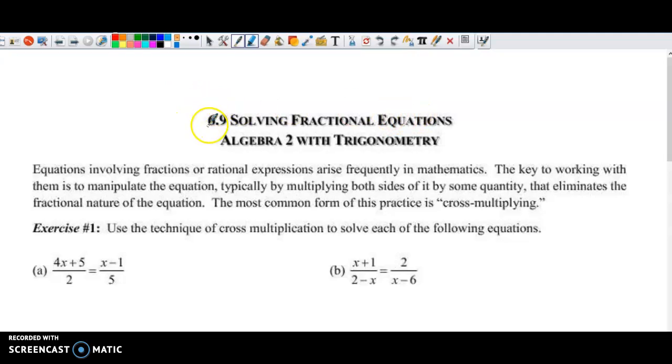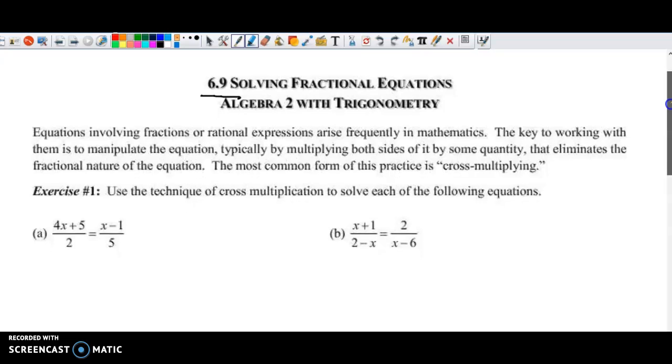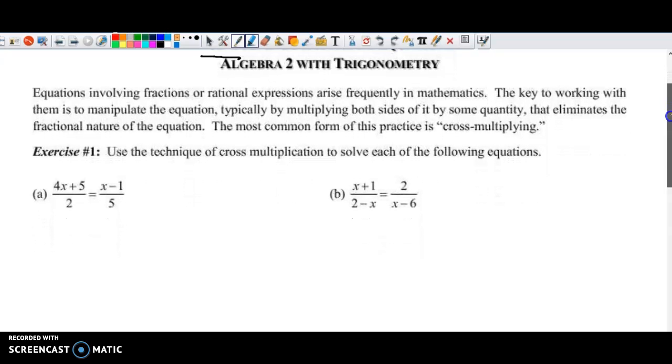We're continuing on with 6.9 with solving fractional equations. And what we could do is we could do cross multiplication, but we have to be careful of extraneous solutions. And we'll come across that pretty soon. So a lot of students are really good with cross multiplying, which does work.